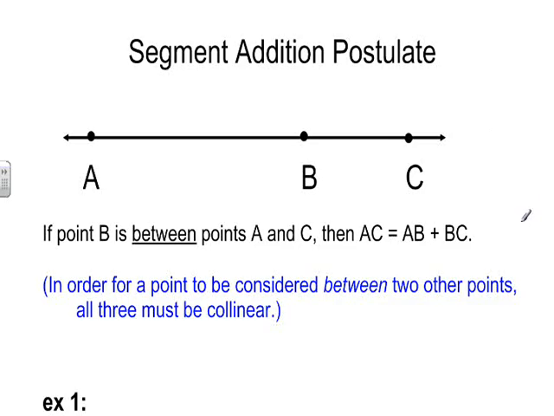The segment addition postulate states that if you have point B between points A and C, then the entire length of segment AC is equal to the segment lengths AB and BC. And the important thing to remember, in blue here, is that in order for this to work, you have to make sure that your 3 points are collinear. The segment addition postulate does not apply to non-collinear points.